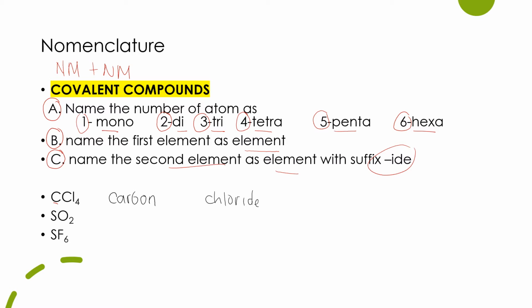But the number is 4. 4 is tetra. So the name of CCl4 is carbon tetrachloride. SO2. S is sulfur. 2 is di. O from oxygen with suffix "ide". So the name is sulfur dioxide. SF6, sulfur, hexa. F is fluoride.